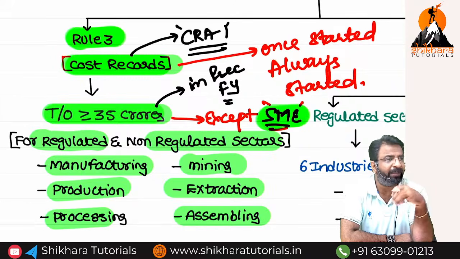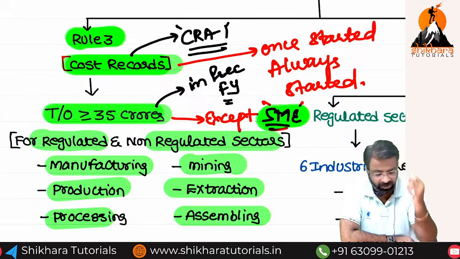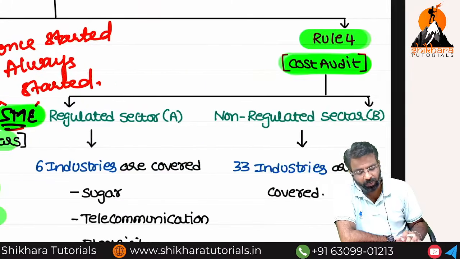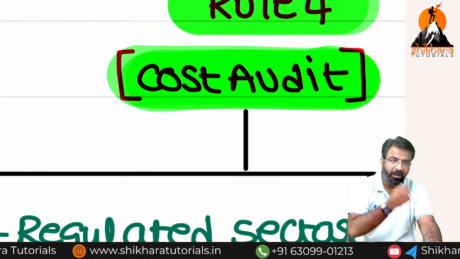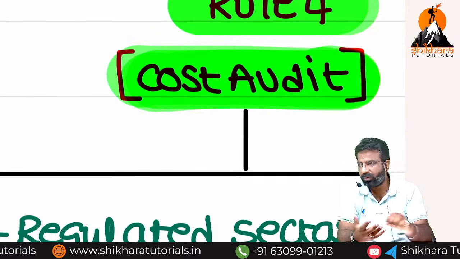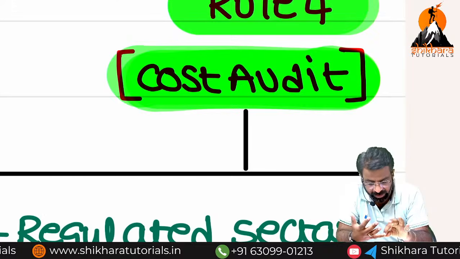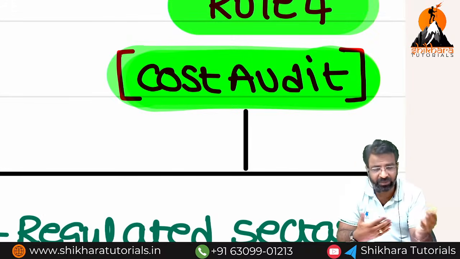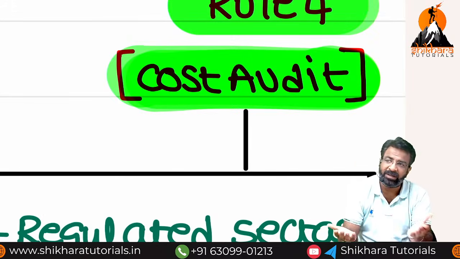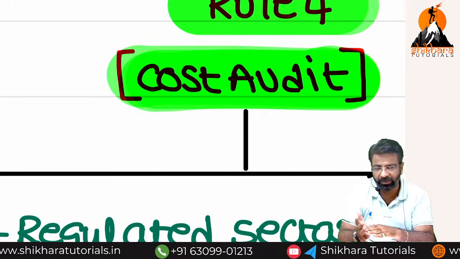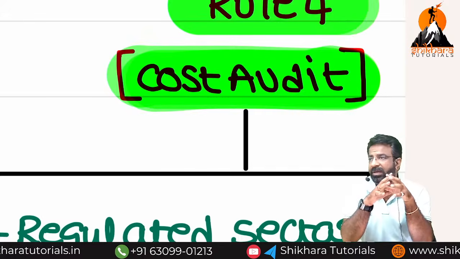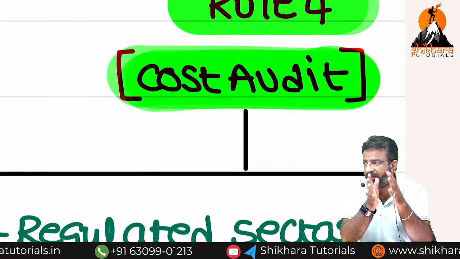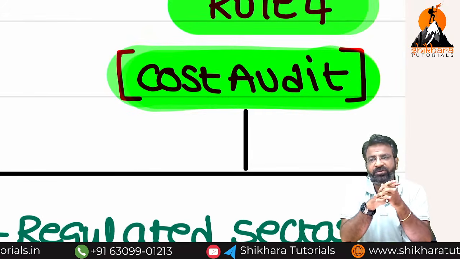So rule number 3 is applicability of cost records. Now coming to rule number 4, which is called applicability of which audit? Cost audit. I already told you, total how many industries are there? 39. Out of 39 industries, 6 are what? Regulated. And remaining 33 are what? Unregulated. Anybody in the class can tell me what is the limit for the regulated sector and unregulated sector? And when do we have to check it?